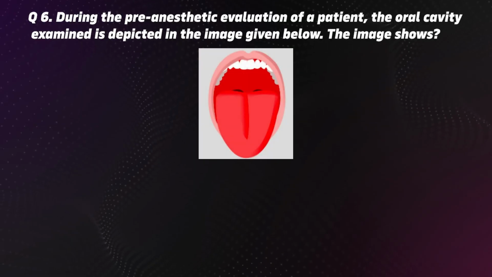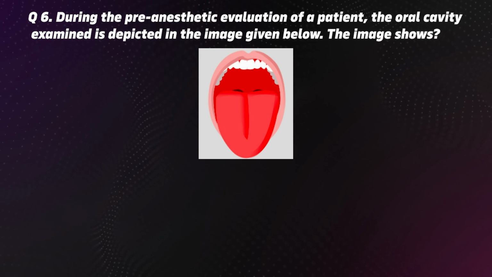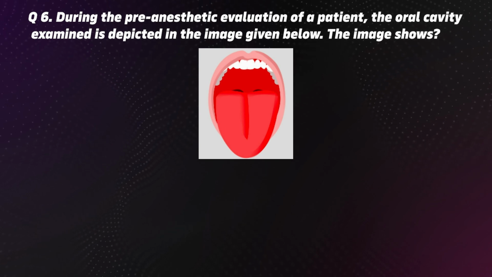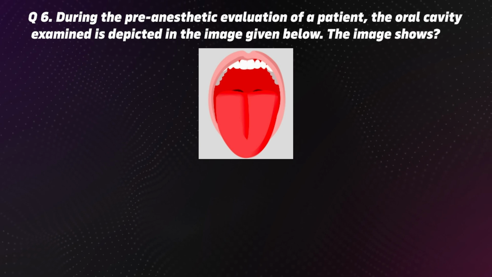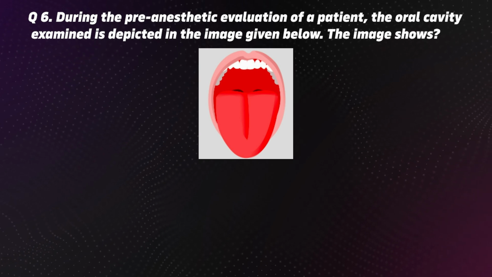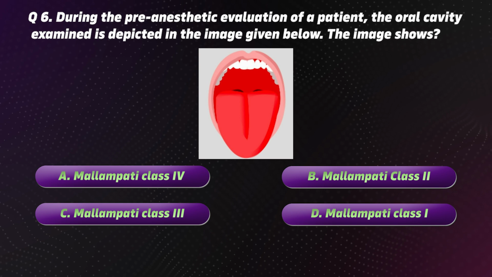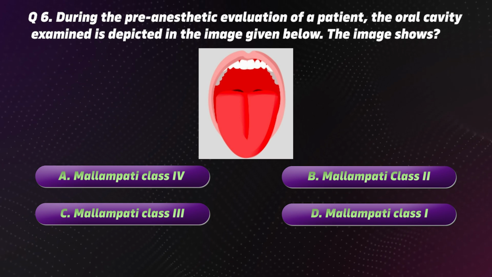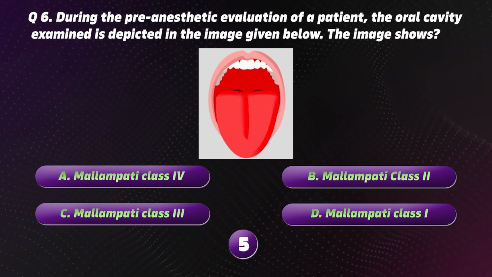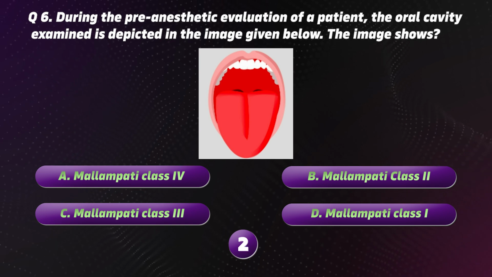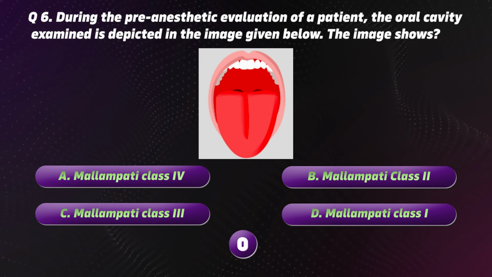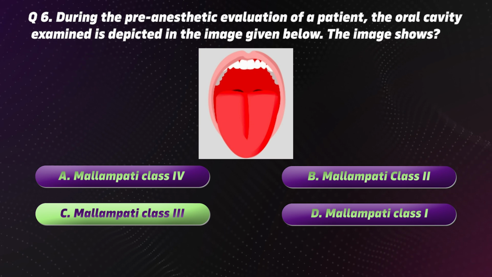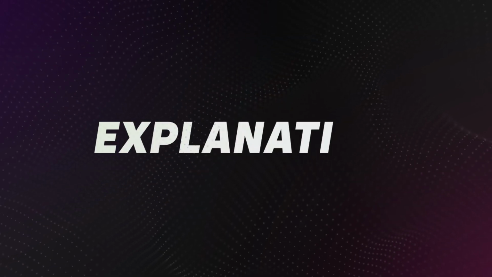Question 6. During the pre-anesthetic evaluation of a patient, the oral cavity examined is depicted in the image given below. The image shows: here are the options. A. Mallampati class 4, B. Mallampati class 2, C. Mallampati class 3, D. Mallampati class 1. And the correct option is C. Mallampati class 3. Here is the explanation.